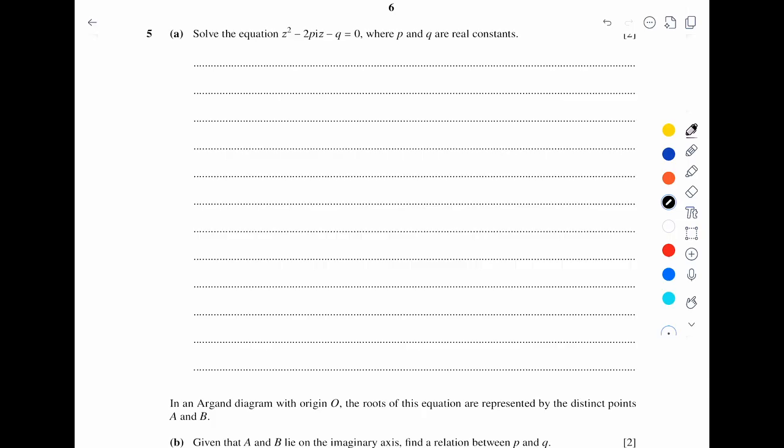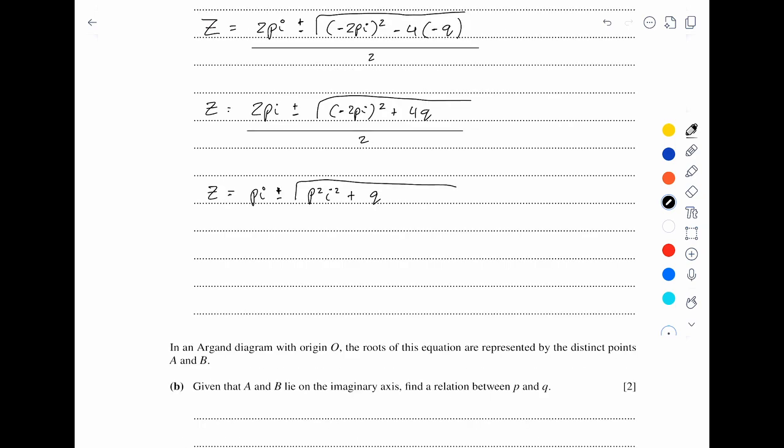So what does the quadratic formula look like in this instance? Well, it looks like this, which can then be simplified down to this. And when we finally simplify it down, we get p plus or minus root q minus p squared. And that's the final answer to part A.